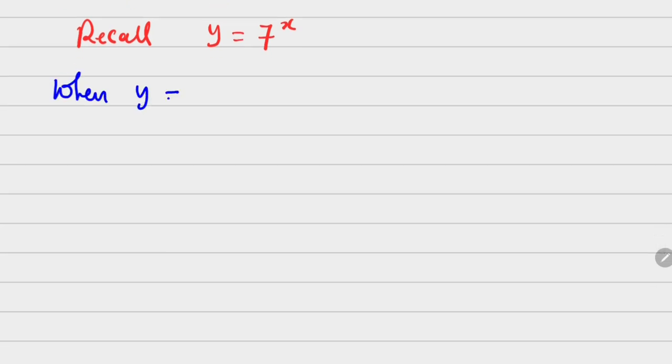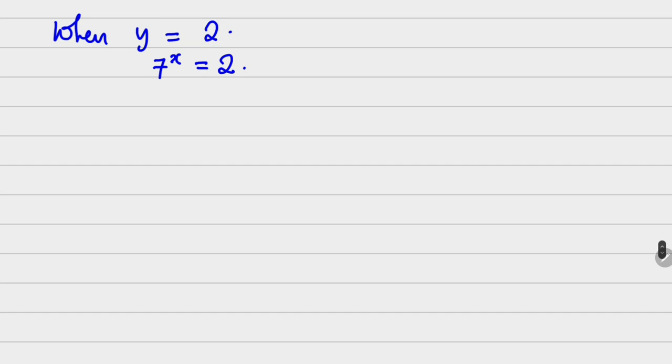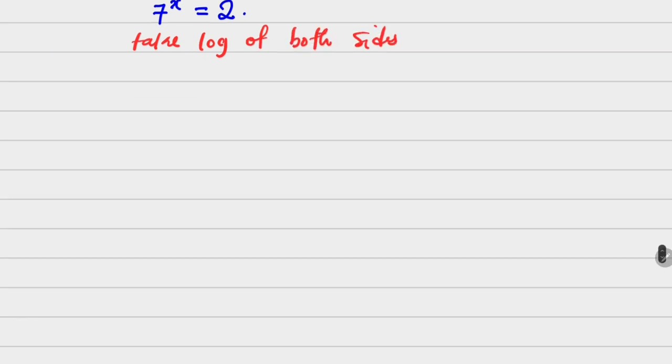When y is equal to 2, what I'm going to have is that 7 raised to power x is equal to 2. Now, once I have this, I'm looking for x. So the next thing I'll do, I will take log of both sides. And what do I now do with this? Is to say log of 7 raised to power x is equal to log of 2.